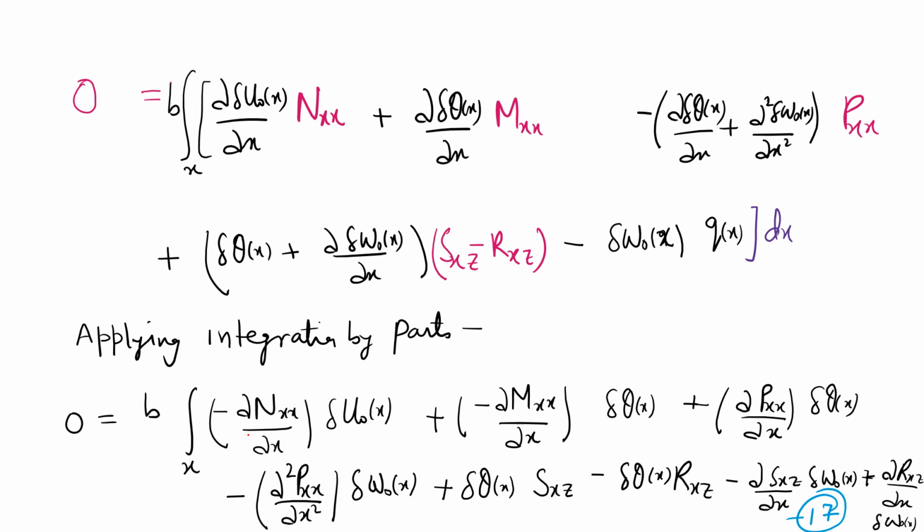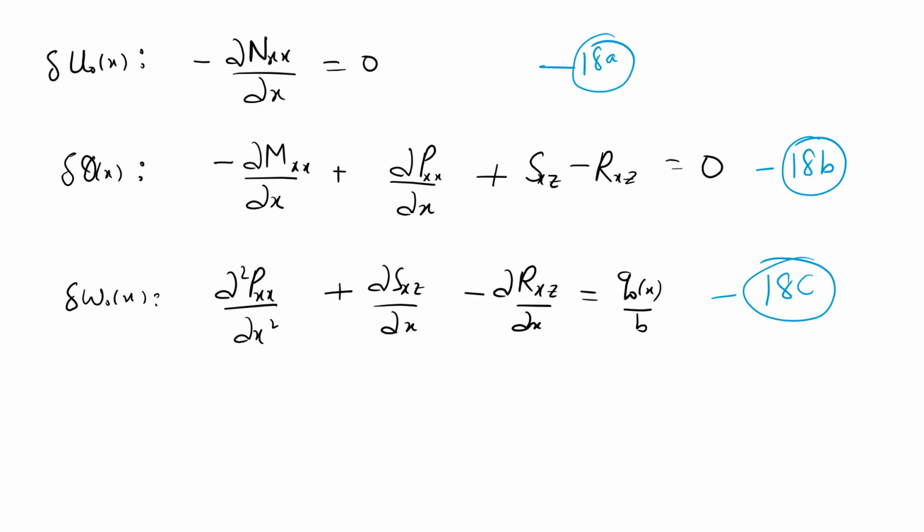So we are having del Nxx by del x into del u naught of x, del Mxx by del x into del of theta x, del Pxx by del x into del theta x, minus del 2 Pxx by del x square into delta w naught of x, into del of theta x into Sxz minus del theta of x into Rxz, and minus of del of Sxz by del x into del w naught x plus del Rxz by del x into delta w naught x.